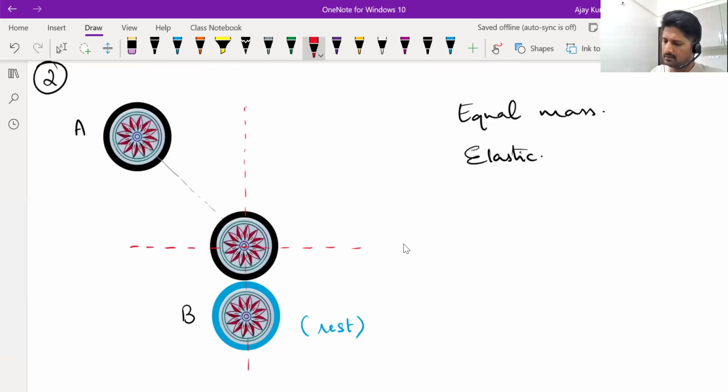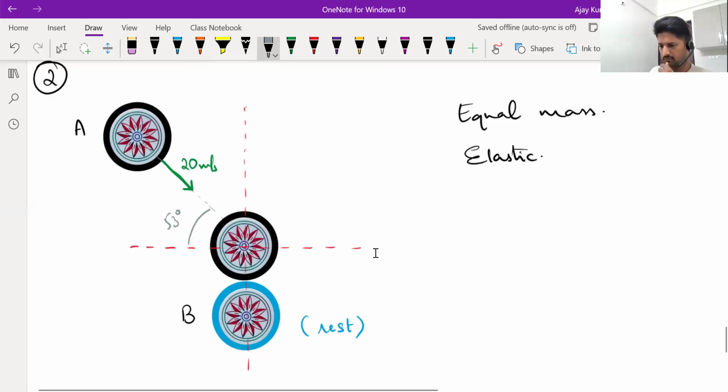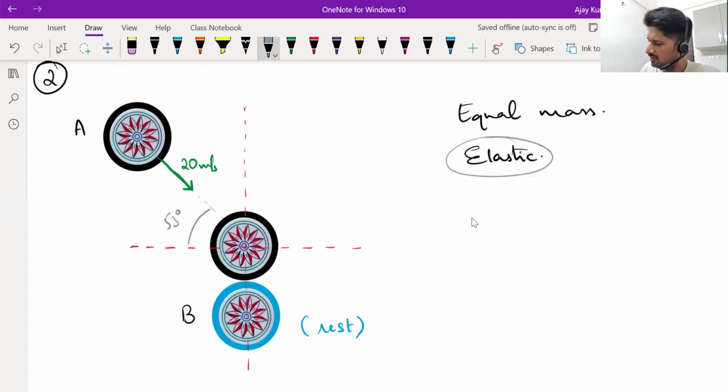Okay. Let's consider the same situation as before. This striker is moving with 20 meters per second at an angle 53 degrees with this line. Okay. Find out velocities of both the strikers after collision. You are told that it's an elastic collision and that their masses are equal.